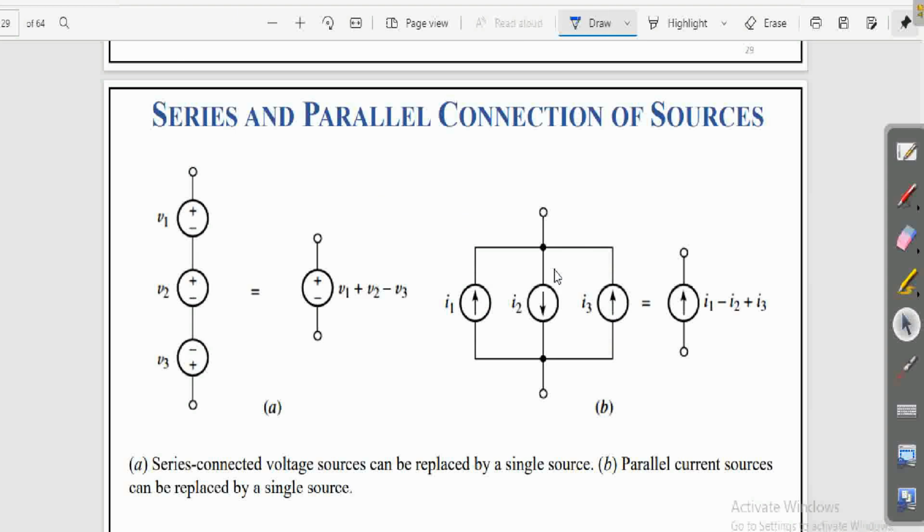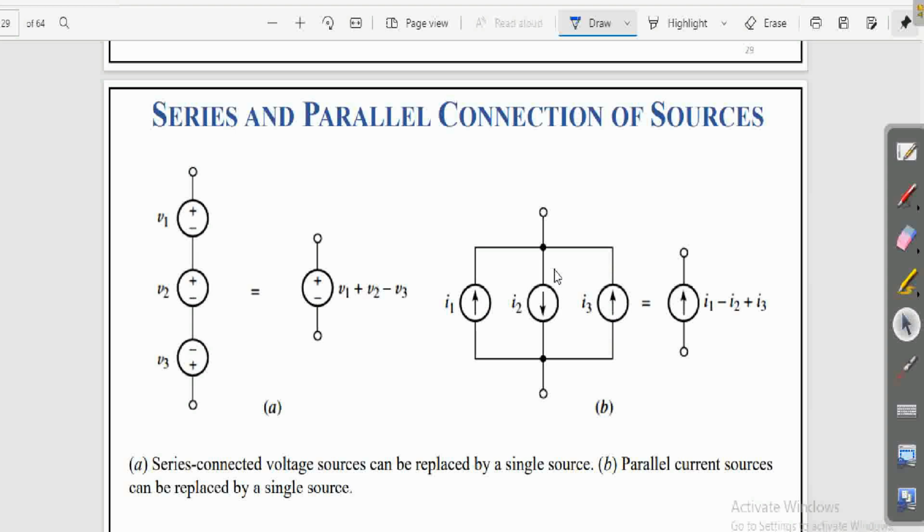So this is called series and parallel connection of sources. If multiple sources are connected in series, then how do we get an equivalent source value? In series you find multiple voltage sources, in parallel we find multiple current sources.